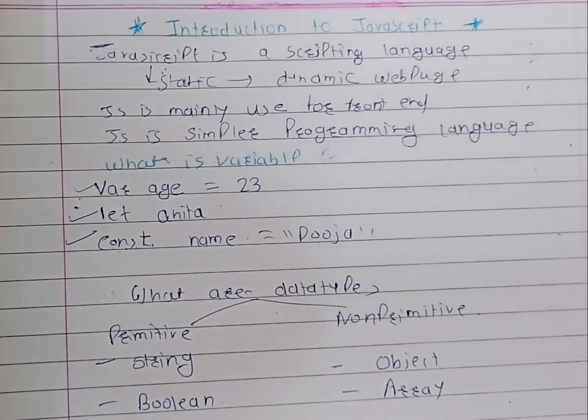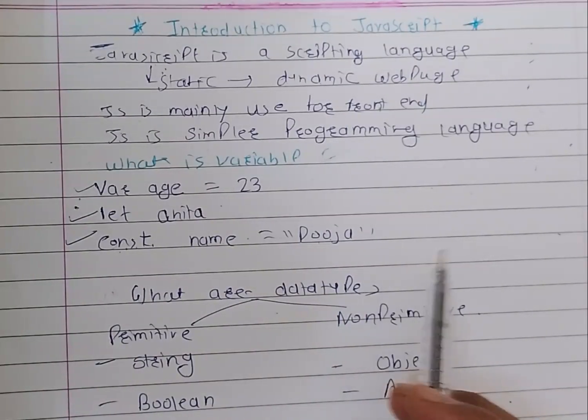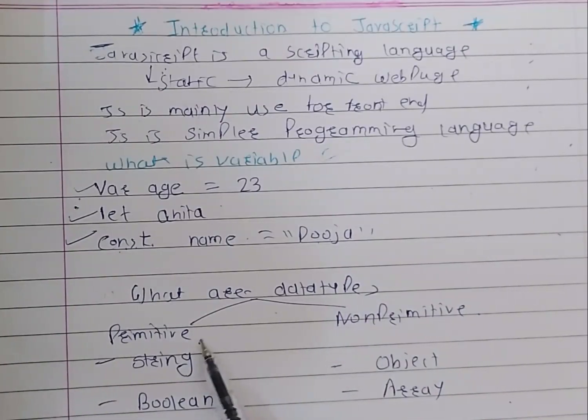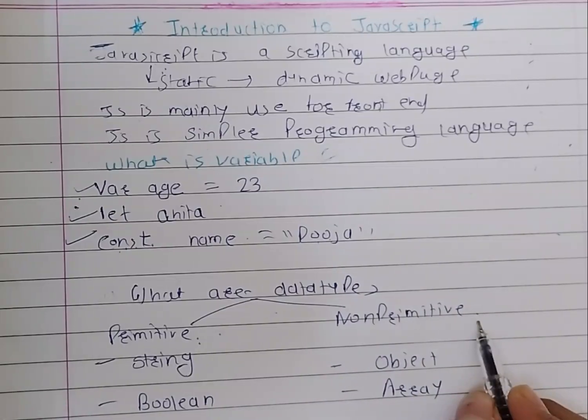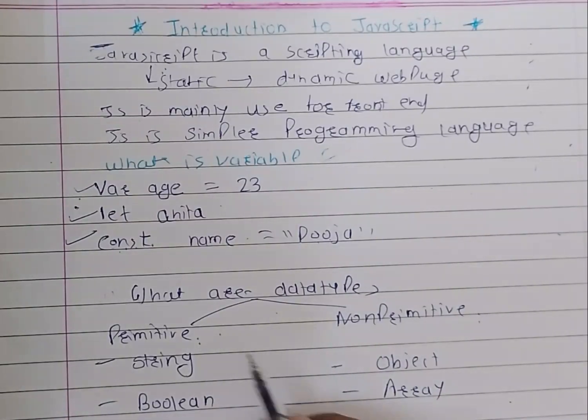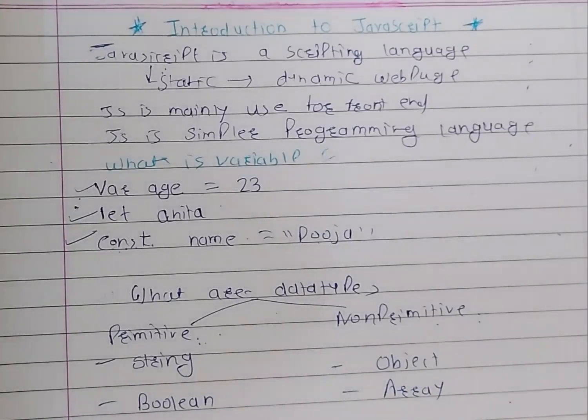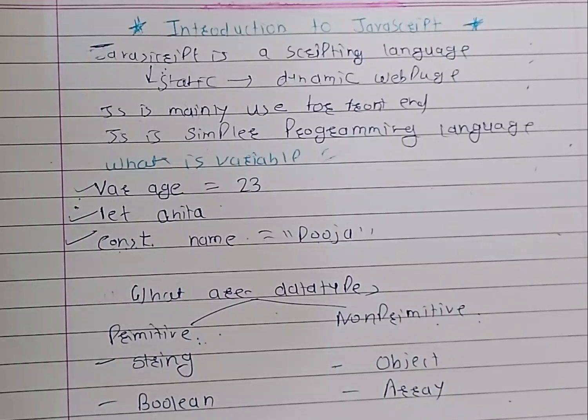In the last lecture, we saw what JavaScript is, what the benefits of JavaScript are, and how to declare a variable. In today's lecture, we will see what the data types are. So in JavaScript, there are mainly two types of data type: primitive data types and non-primitive data types. Primitive data types are the static data types, whereas non-primitive data types are the dynamic data types.